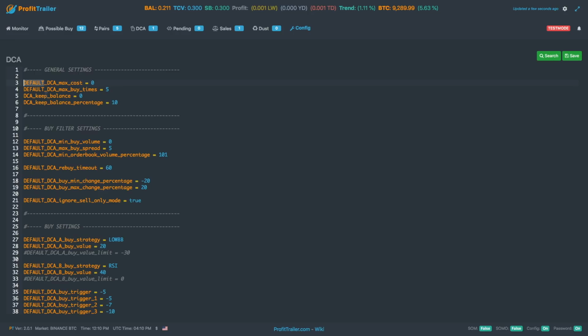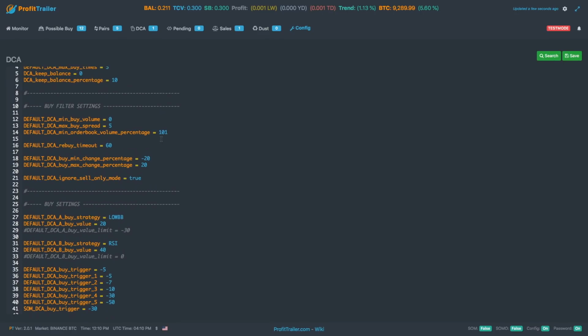So in the prior version of ProfitTrailer, you were not able to make anything in your DCA log coin pair specific, or I don't think there was anything, and there might have been one or two, but very few. But now you have multiple items in here that you can actually specify, like you can in your pairs file, as coin pair specific. So that's a nice new feature.